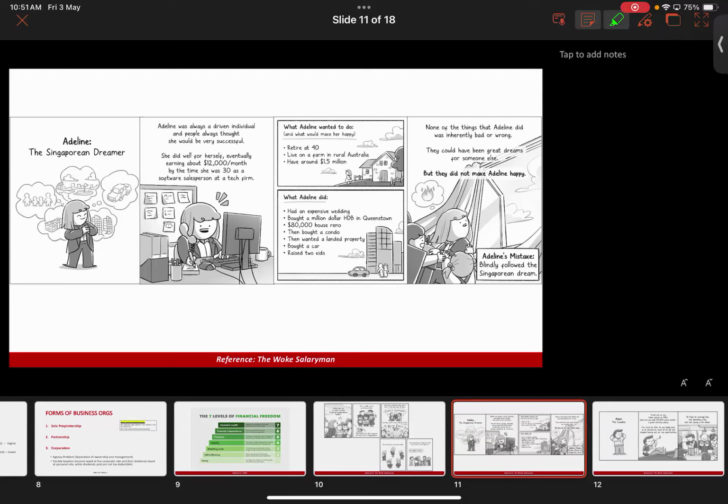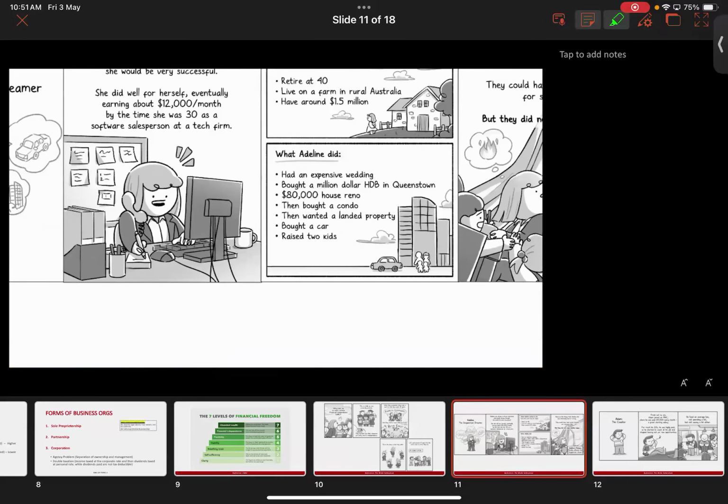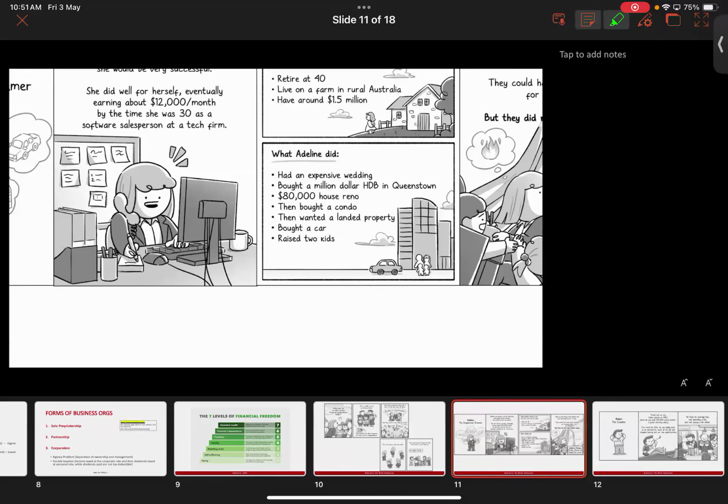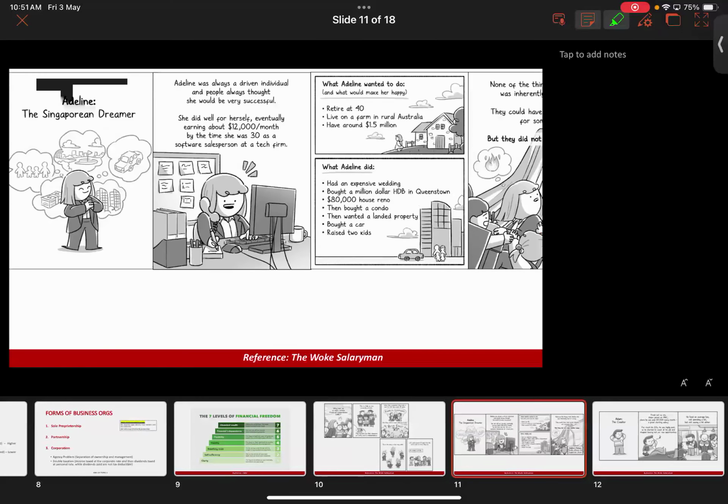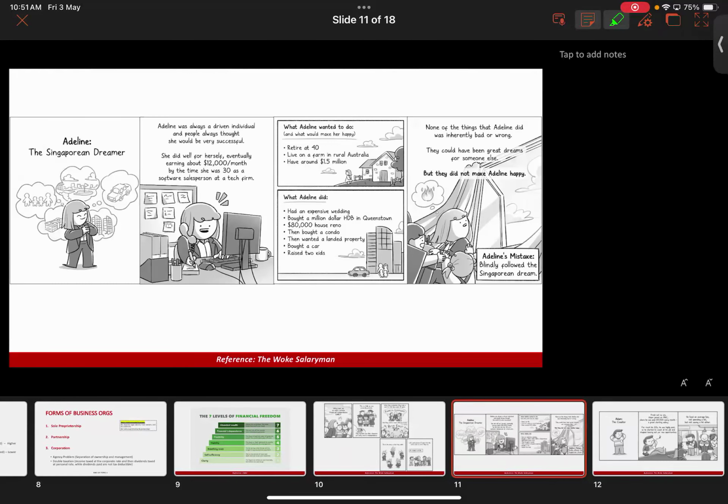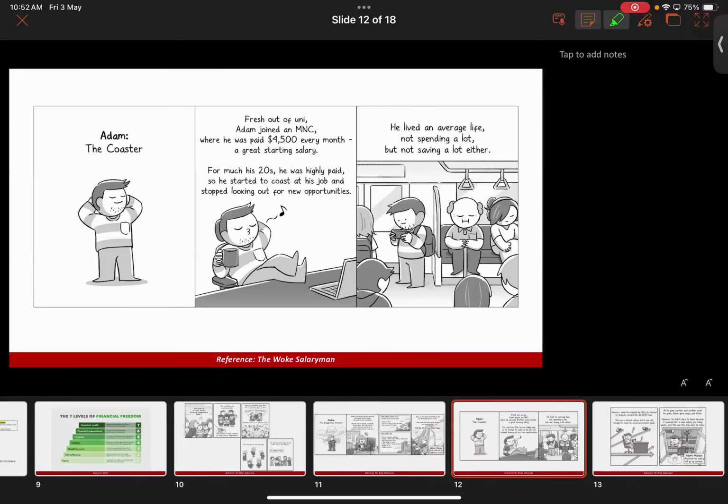But what happened is, here you can see that she spent quite a lot on commitments. She had an expensive wedding. She bought a $1 million HDB in Queenstown, Singapore, an 80,000 house renovation, bought a condo, wanted a landed property, bought a car, and raised 2 kids. Do you realize one thing over here? Too much commitments. Too much commitments. So therefore, she couldn't achieve FIRE. She blindly followed the dream of what we always say. So too many commitments on her. This is one of the mistakes here. Second here is Adam.